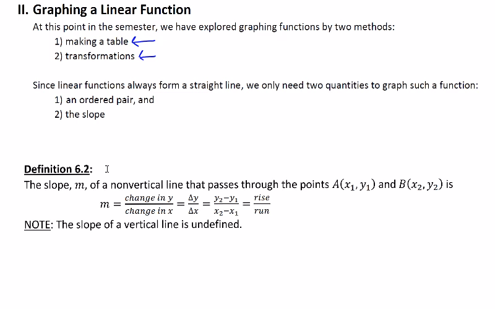Well, when it comes to a linear function, you don't even need to make a table, nor do you need to do transformations to be able to get this graph completed. The reason for that is because a linear function is always going to form a straight line. So in order to be able to draw a straight line, there's really only two things that you need. You need a starting point, which is what I'm calling the ordered pair, and you need some direction to go in.